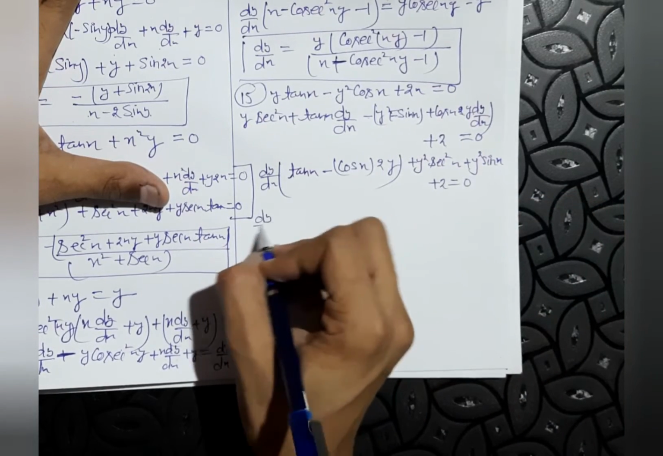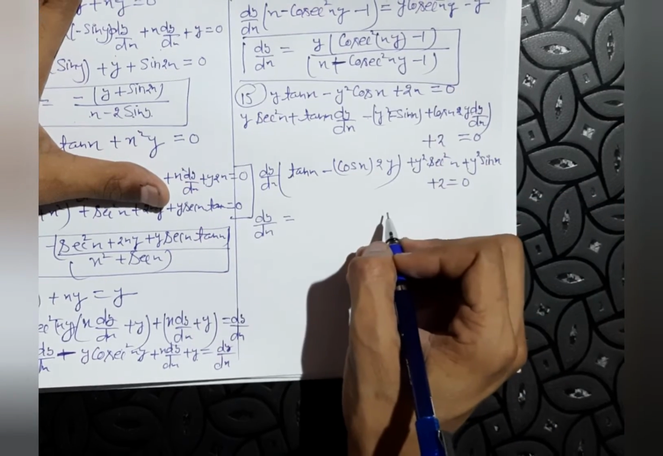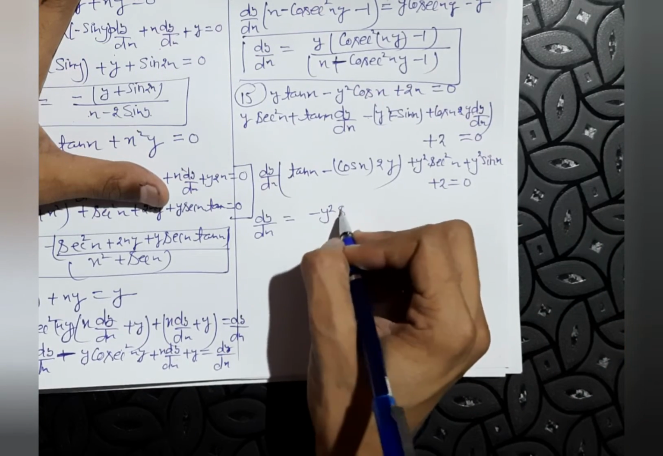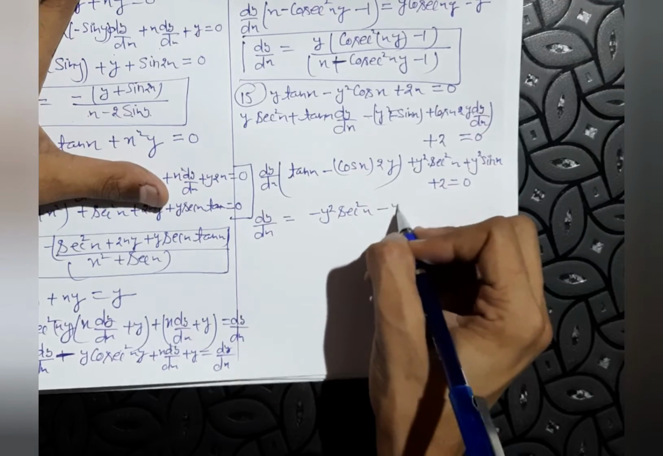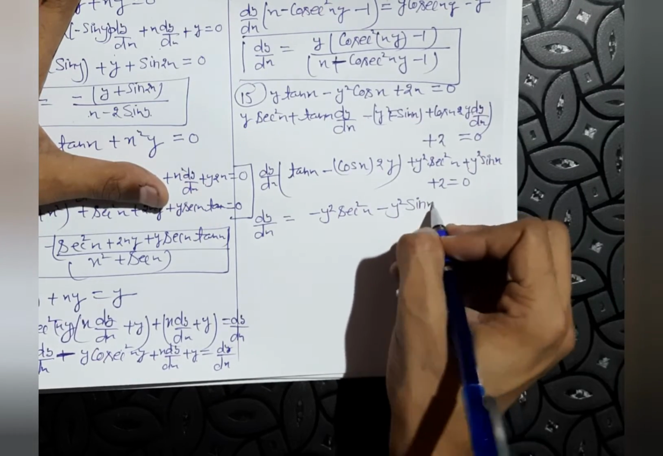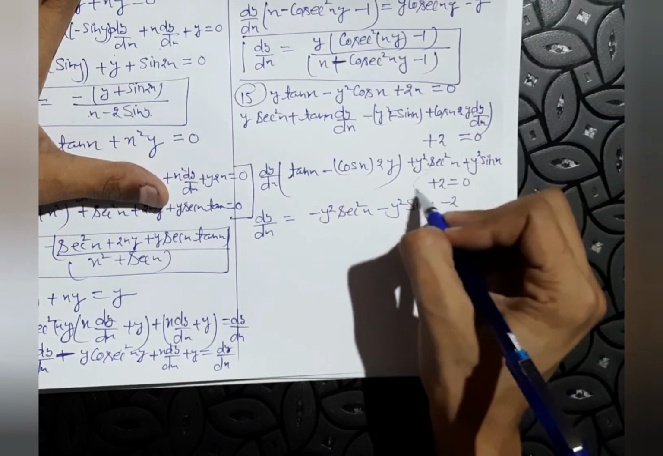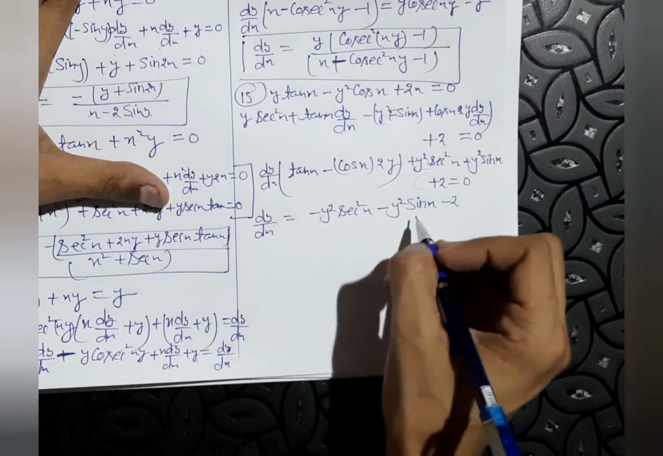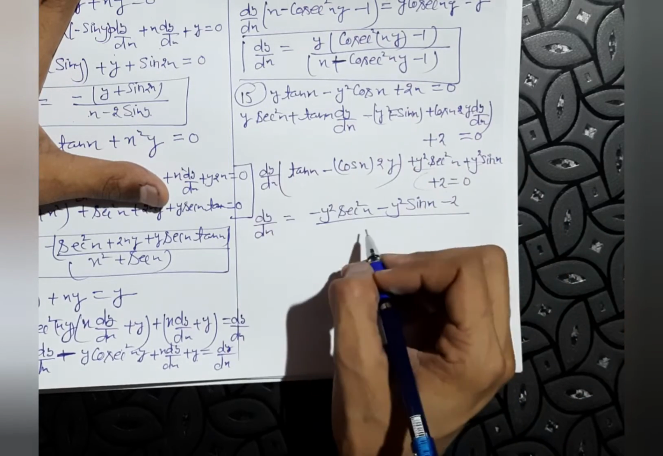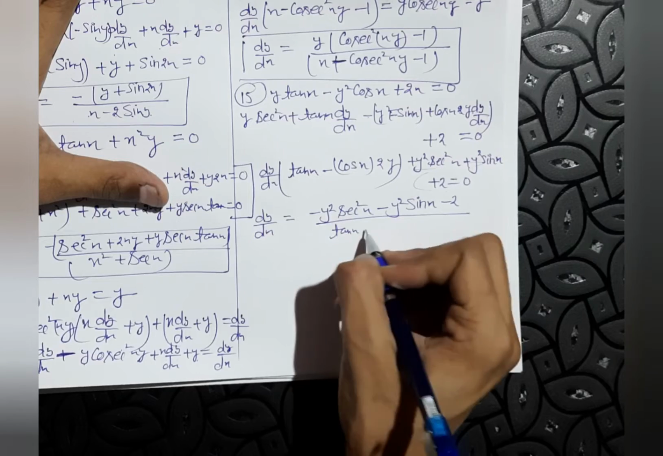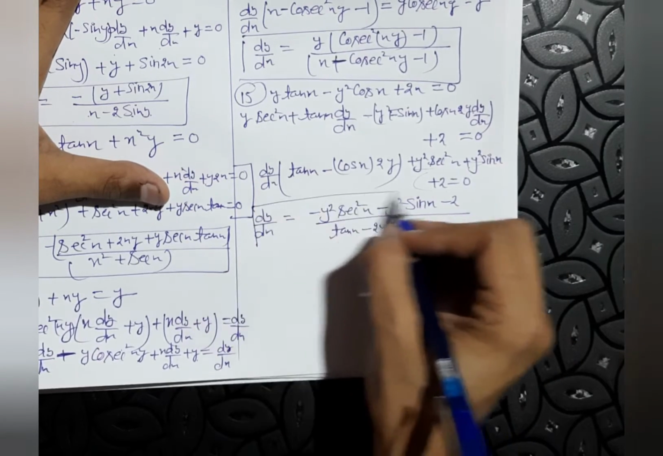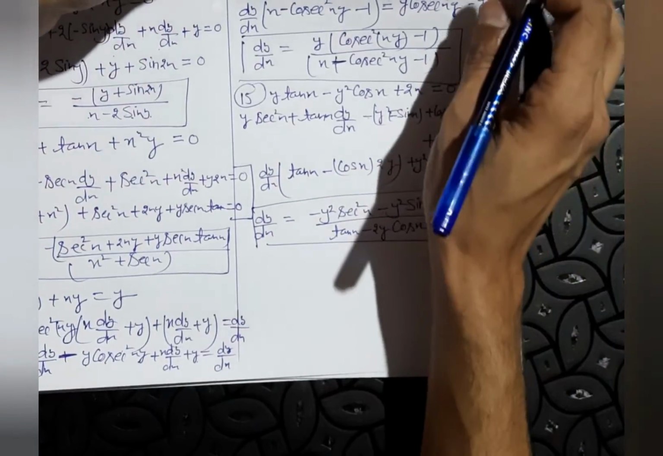So dy over dx is equal to minus y square sec square x minus y square sin x minus 2. I am taking this part of the equation into the RHS, so this is negative and divided by the multiplier of dy over dx, which is tan x minus 2y times cos x. So this is the answer of question number 15. Let's do other questions.